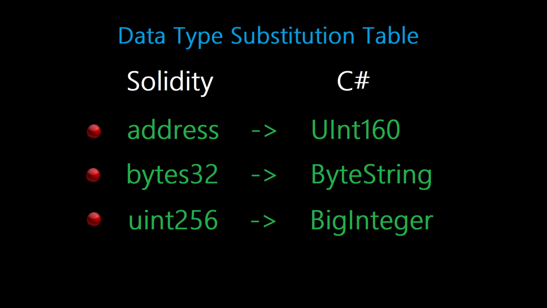Before we get started, here is an easy table to help you with your conversion efforts that you should memorize. It shows you the correct C# Neo N3 data type that you should use to replace the corresponding Ethereum Solidity data type. Replace any occurrences of the Solidity address type with the N3 uint160 type. Replace any occurrences of the Solidity bytes32 type with the N3 byte string type. And finally, replace any occurrences of the Solidity uint256 type with the N3 big integer type, except when it is used in a constant. When used in a constant, use the C# native integer type.